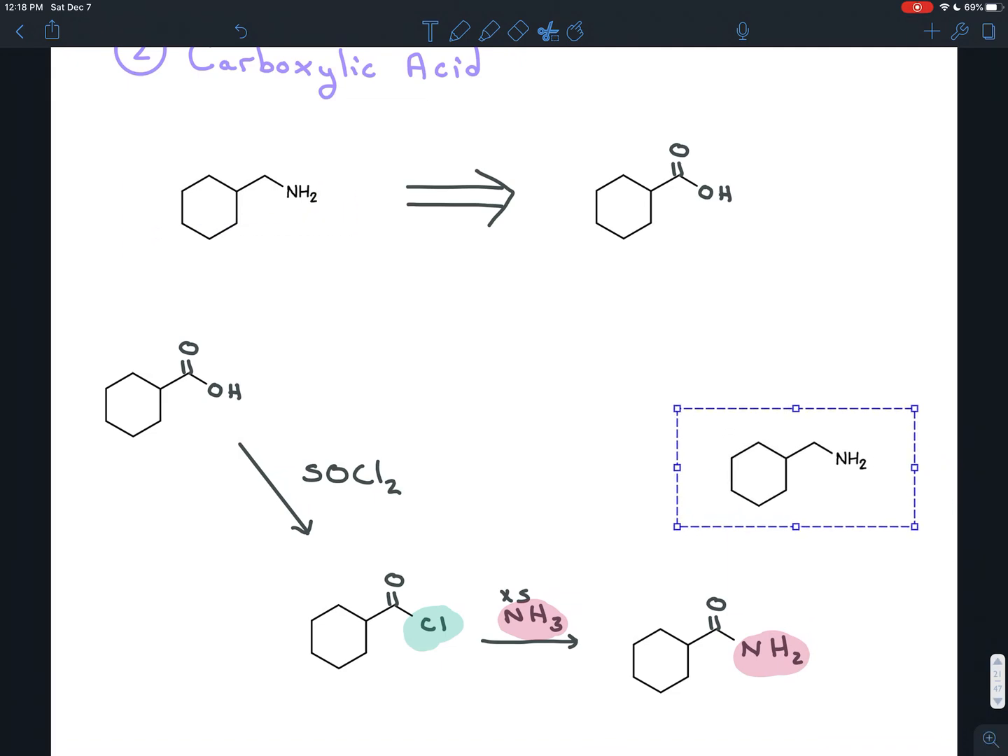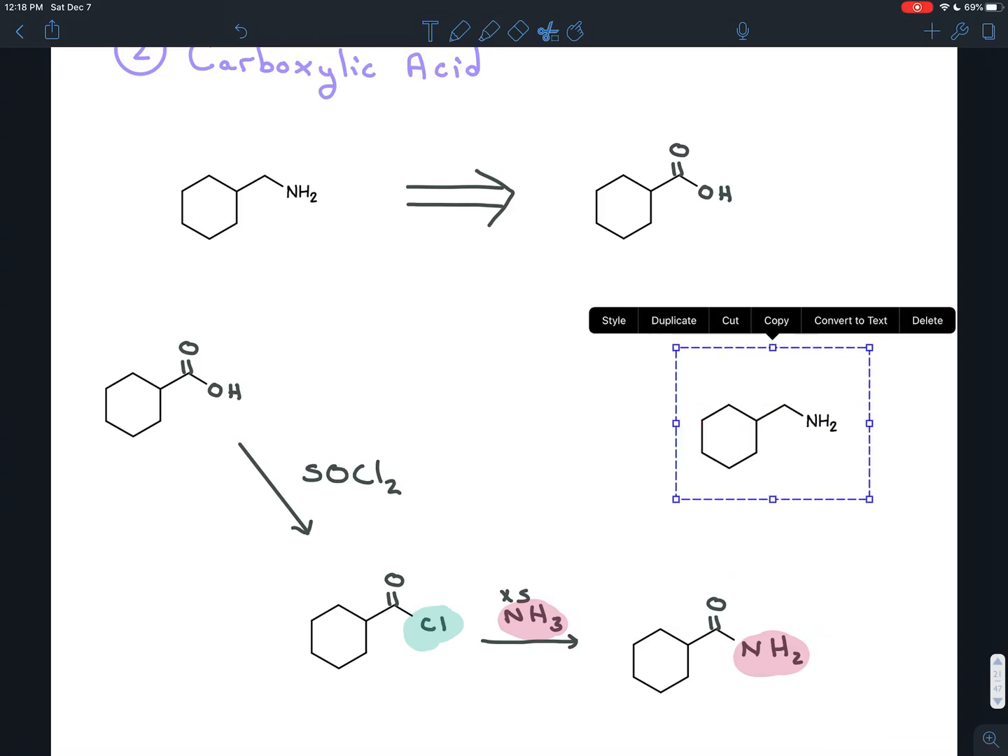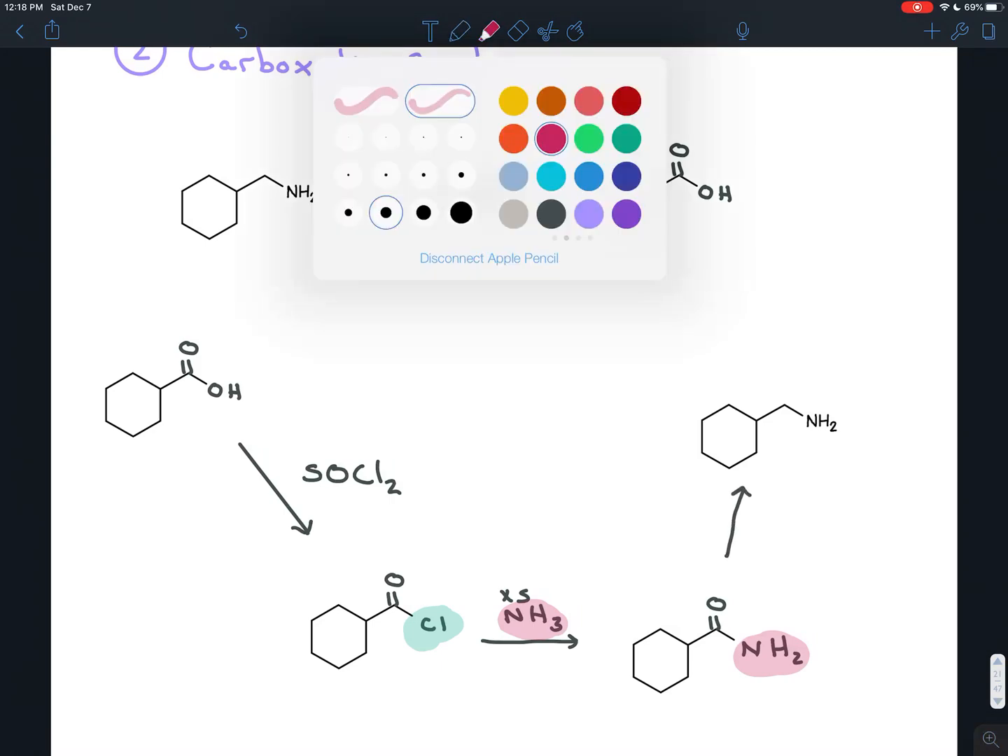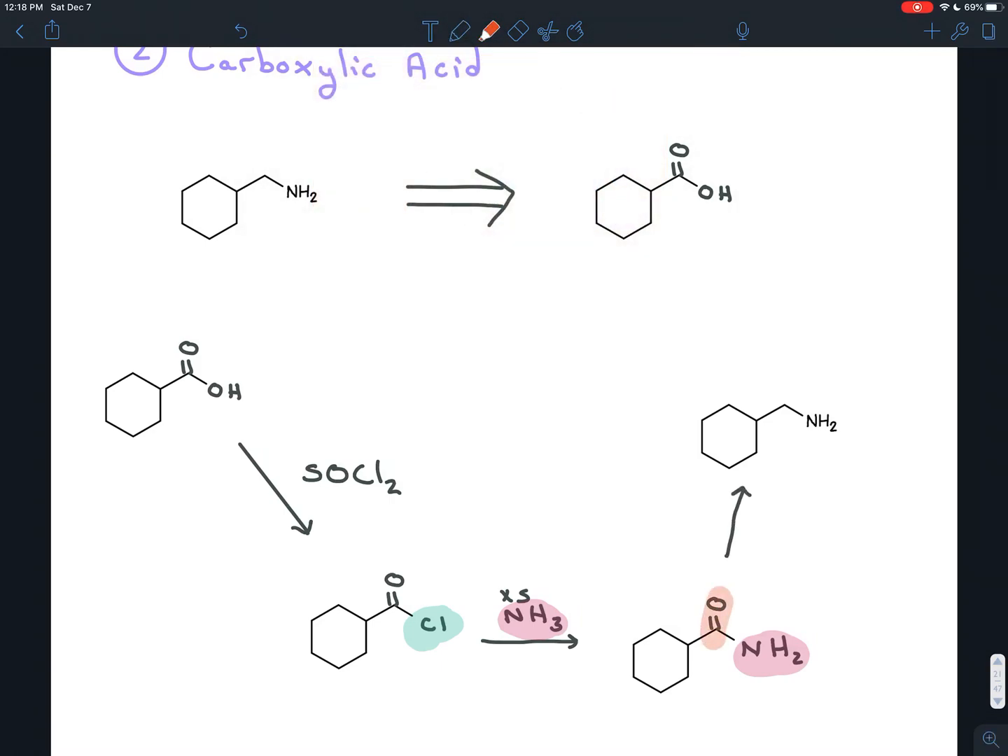If you compare the molecule we have, this amide, an amine bonded to a carbonyl, it's almost the same as the amine that we want. The difference between these is that the amide has 2 bonds to an electronegative element and the amine does not. In other words, we want to reduce the number of bonds to an electronegative element. We want to do a reduction.